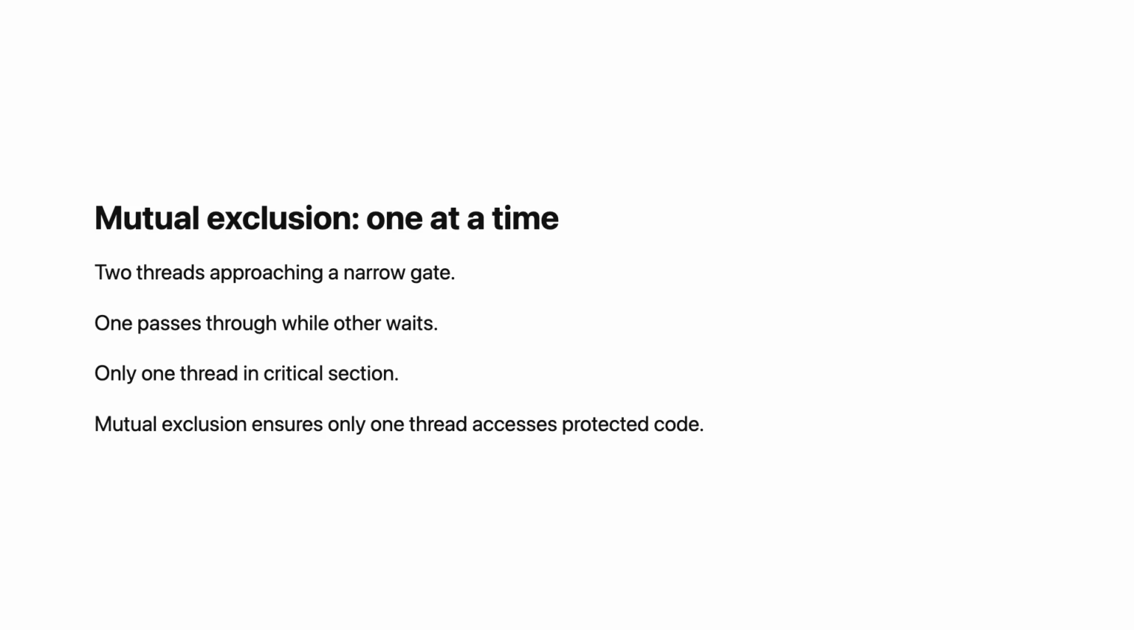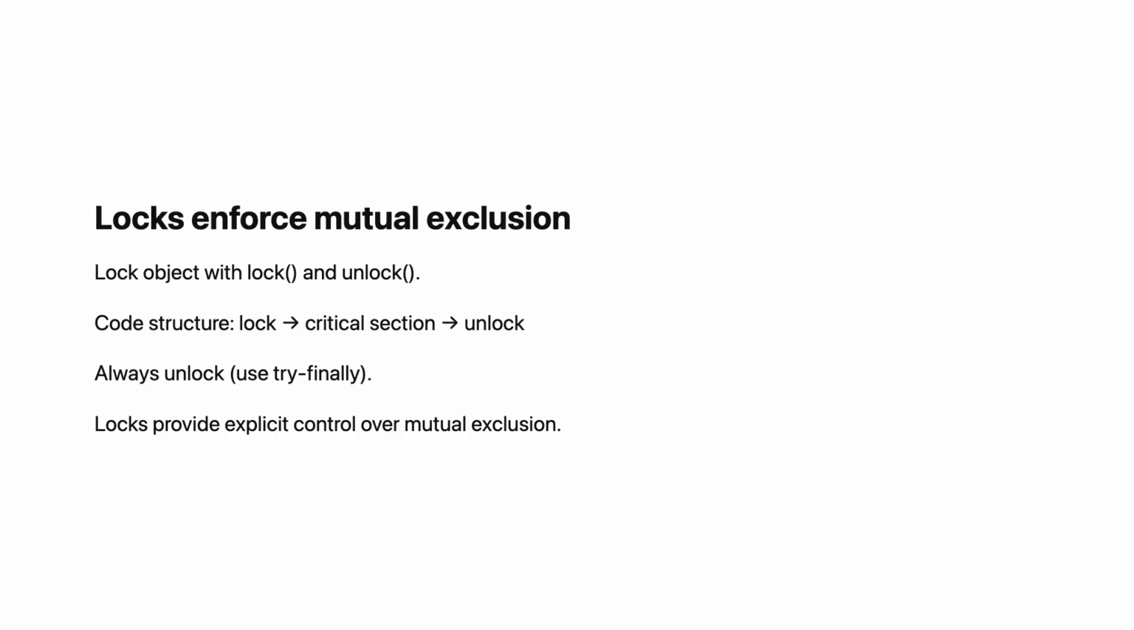A lock is an object that enforces mutual exclusion. Lock.lock acquires the lock. If another thread holds it, wait. If free, take it. Inside, you access shared data safely. Only you have the lock. Lock.unlock releases the lock. Another waiting thread can proceed. Always unlock. If you forget, other threads wait forever. Use try finally to ensure unlock even if exceptions occur.